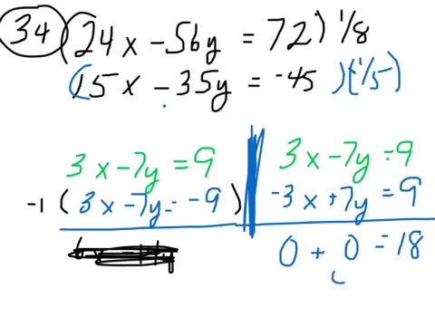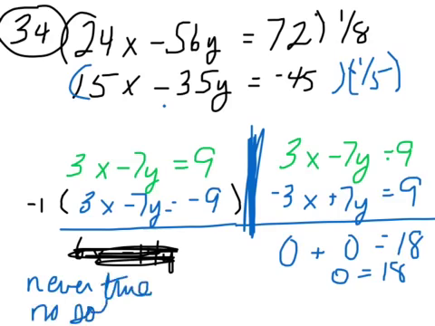0 plus 0 on the left side is 0, but on the right side I have 18. Is 0 ever equal to 18? No, not in our base 10 system, it's not. So this is never true, is it? Since it's never true, that means there are no solutions, because this is never going to work out for us, no matter what x we're trying to think of here. It's never true. There are no solutions.